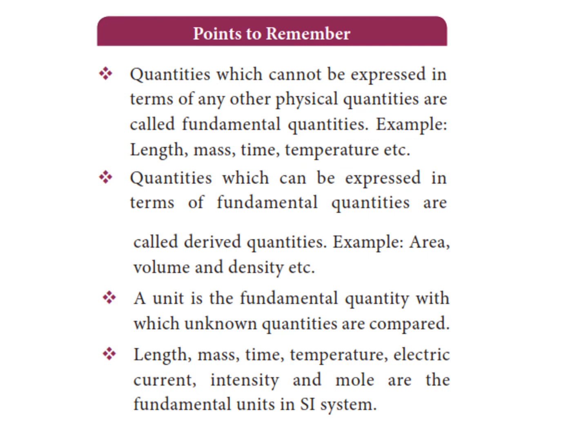Quantities which cannot be expressed in terms of any other physical quantities are called fundamental quantities. Example: length, mass, time, temperature, etc. Quantities which can be expressed in terms of fundamental quantities are called derived quantities. Examples: area, volume, and density, etc. A unit is the fundamental quantity with which unknown quantities are compared. Length, mass, time, temperature, electric current, luminous intensity, and mole are the fundamental units in the SI system.